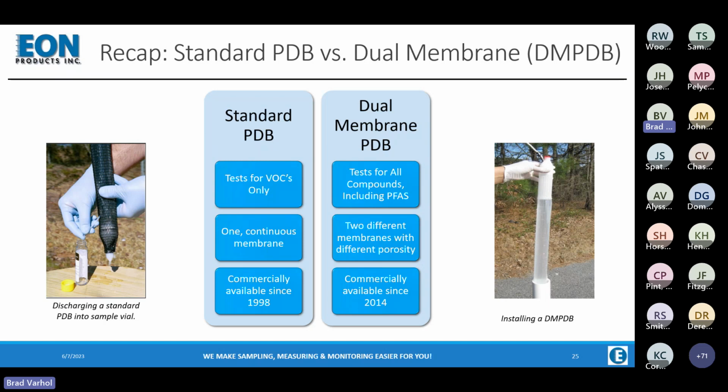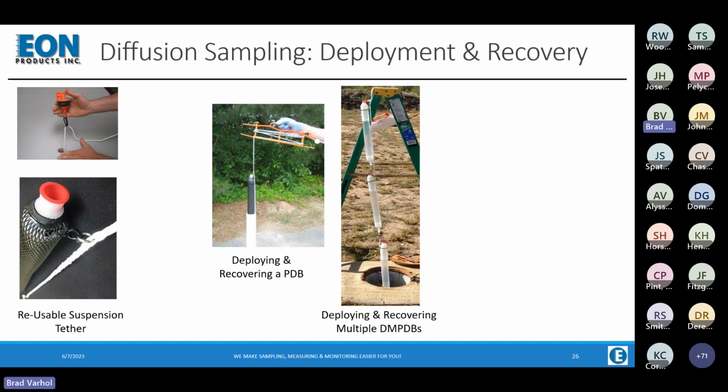Dual membranes will test for all compounds because they have two membranes that have different characteristics for diffusion. And these have been available for almost 10 years now. Quick kind of photo review of deployment.